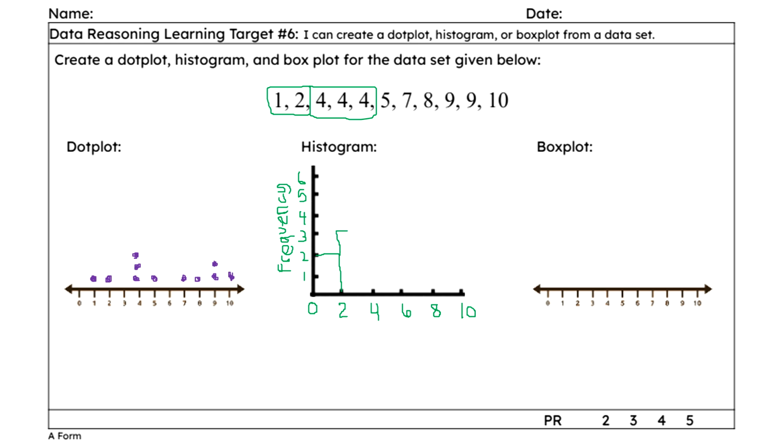And now what's also different about a histogram than a bar graph is that the bars bump up against each other, or they actually touch each other on the side here.